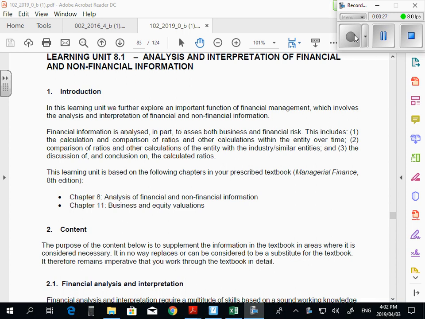This includes 1, the calculation and comparison of ratios with other calculations within the entity over time. So number 1, you're going to need to know how to calculate. 2, comparison of ratios and other calculations of the entity with industry or similar ratios. So I have a comparison to last year, or I have a comparison through to the industry. And 3, the discussion of and conclusion on the calculated ratios. So effectively, you're required to be able to do 3 things. Number 1, calculate it. Number 2, compare it to something and talk intelligently when you compare it to something.